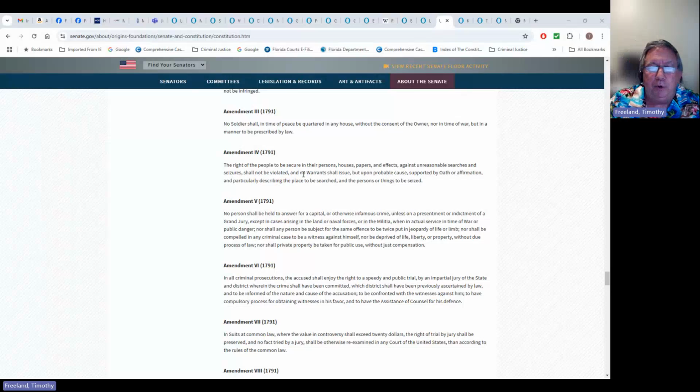The right of the people to be secure in their persons, houses, papers, and effects against unreasonable searches and seizures shall not be violated, and no warrants shall issue but upon probable cause, supported by oath or affirmation, and particularly describing the place to be searched and the person or things to be seized.